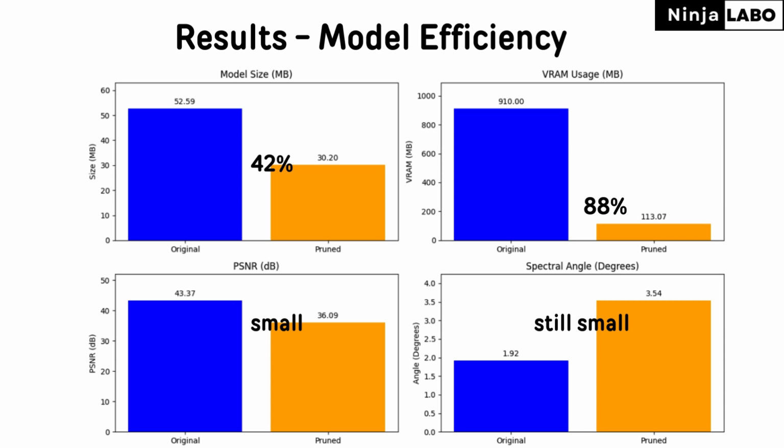PSNR, peak signal to noise ratio, is almost the same as the original. And the spectral angle looks a bit different, but still it's less than 5 degrees. It's quite acceptable as an indicator for this type of image compression. So while maintaining the original performance, these reductions make the model suitable for resource-constrained environments like satellites.